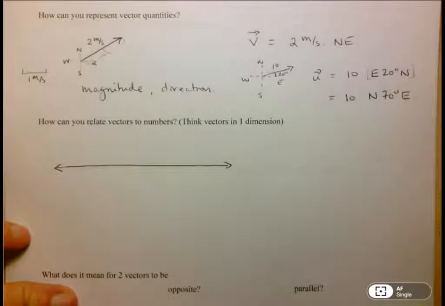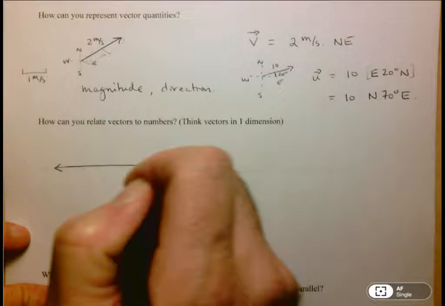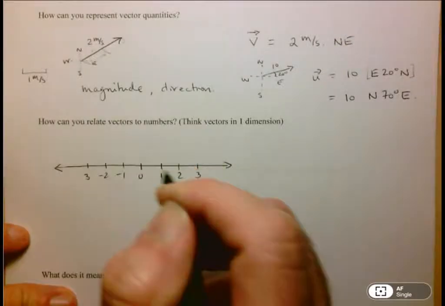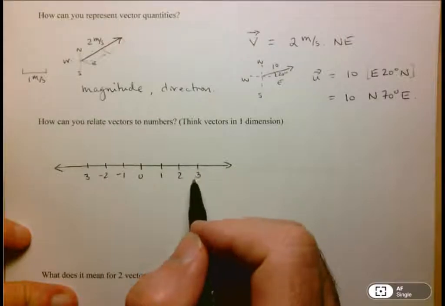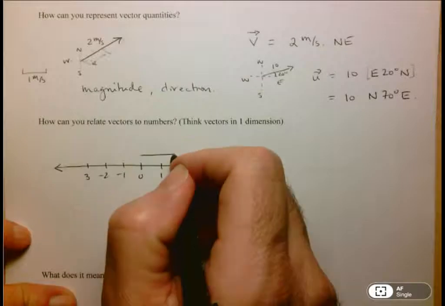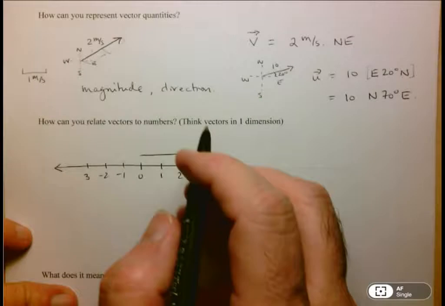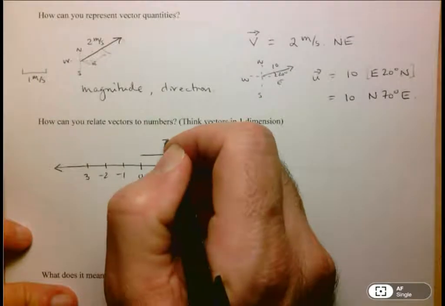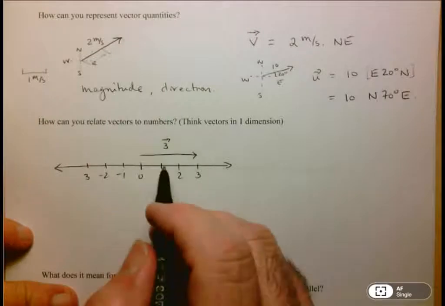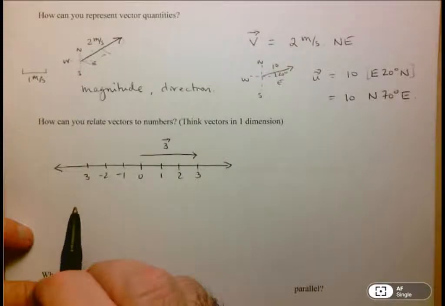Okay, so here you've got 0, 1, 2, 3, and -1, -2, -3. Instead of considering this as the number 3, we can think of it as the vector going from the origin to 3. So instead of the number 3, we think of the vector 3. Okay? And you can do this with any numbers. Represent that number using this vector quantity.